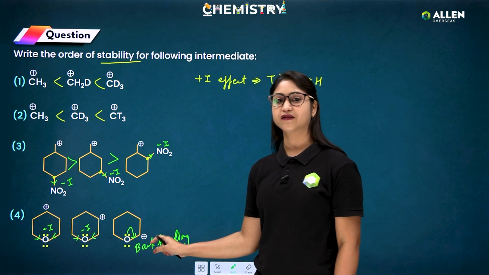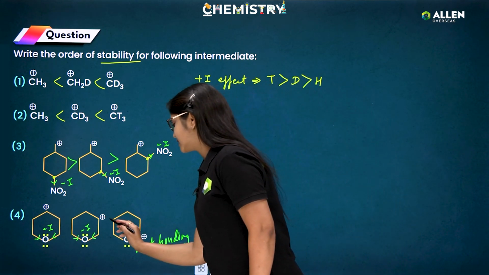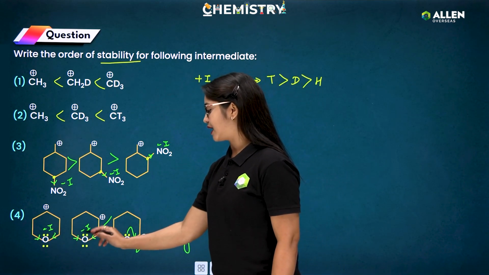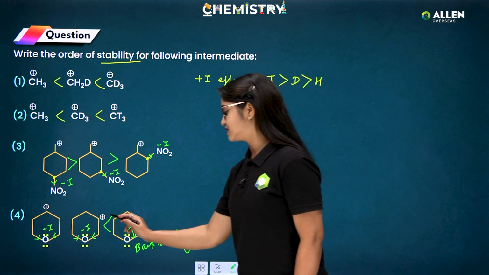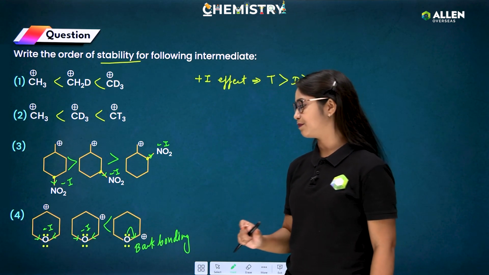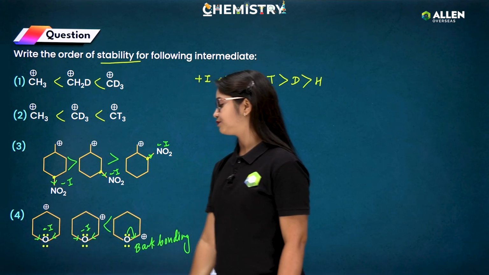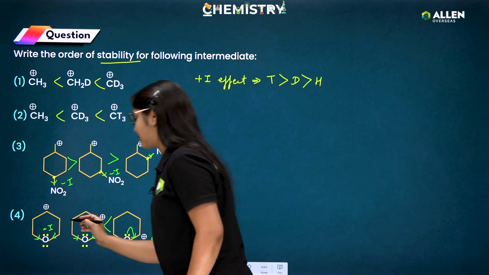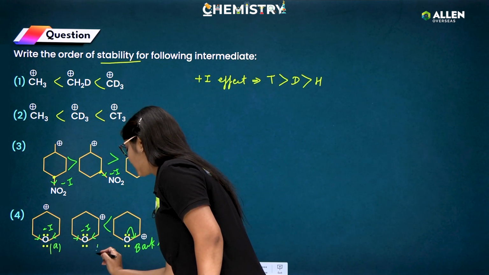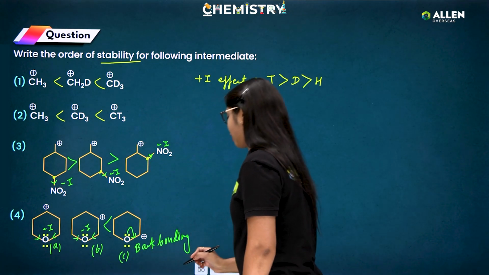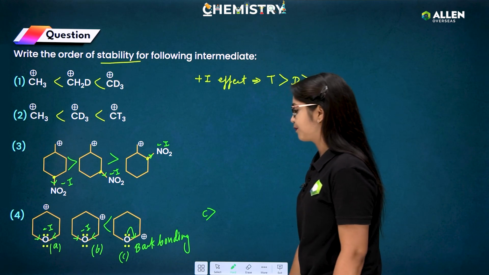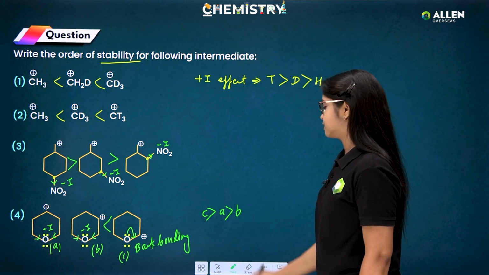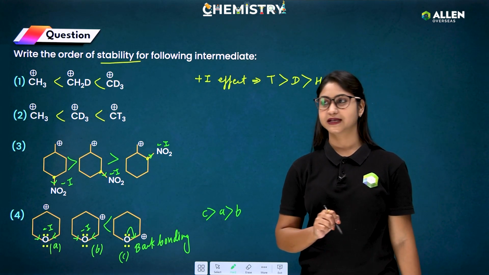So the third carbocation will be maximum stable. Now as compared to first and second, in the second the minus I effect will be more because the distance between oxygen and carbocation is comparatively less, and in the first one the distance is more, so minus I effect will be less. If I name these compounds A, B and C, what will be the order? C will be maximum stable. Now in A and B, A is more stable and then B. So C, A, B, this is the order we are getting, right?